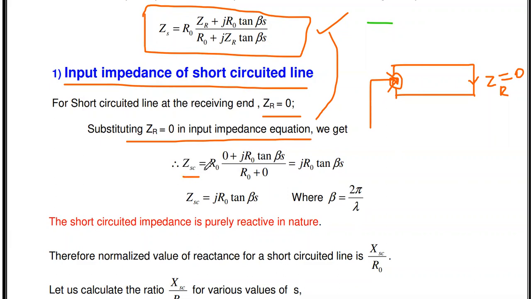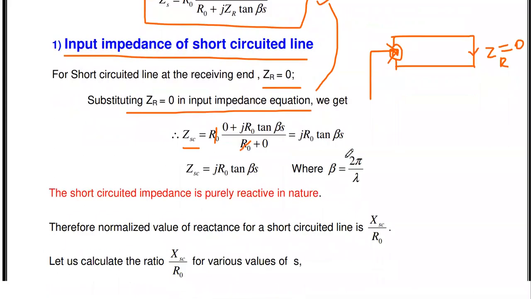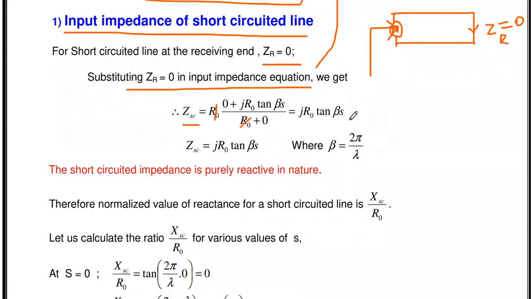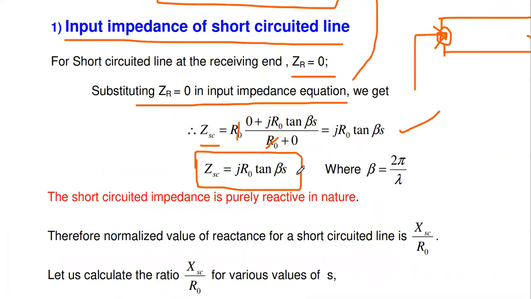So ZSC equals R0 into (0 plus j R0 tan beta S) divided by (R0 plus j into 0, this term is 0). Here the R0 cancels, so we get the answer j R0 tan beta S. The short circuited input impedance is nothing but j R0 tan beta S.